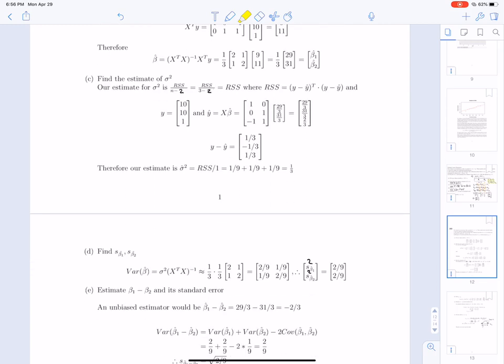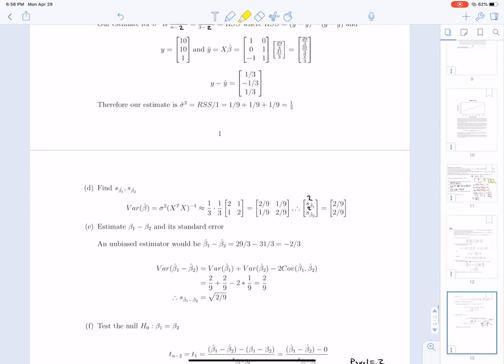And then we can compute the standard errors. We can compute the variance covariance matrix and pick out the diagonals, and that is the variances. We would then take the square root of 2 over 9. Finally, we want to estimate beta 1 minus beta 2 and its standard error. An unbiased estimator would just be beta 1 hat minus beta 2 hat, so that's minus 2/3. Then the variance of beta 1 hat minus beta 2 hat: we'll have to read off the variance and covariance terms of our variance covariance matrix, and we see that the variance is 2 over 9. And so the standard error is the square root of that.